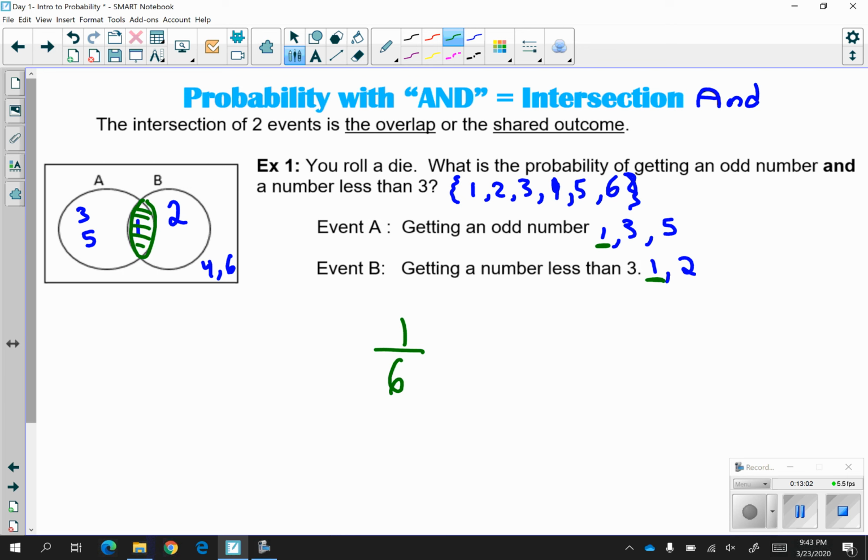And probability is the intersection, and there's only one number in the intersection. So you can either create a Venn diagram to think about it, or you can do it like I did over here, which I personally think is a bit easier.